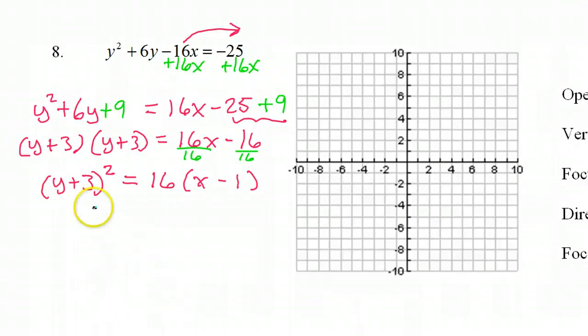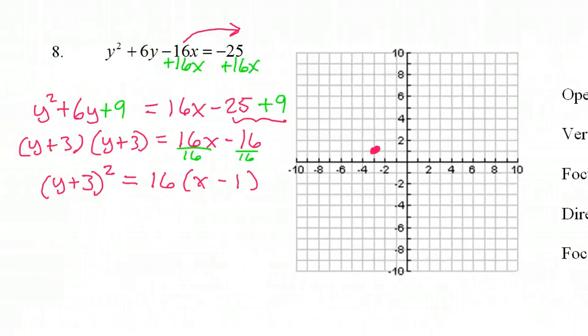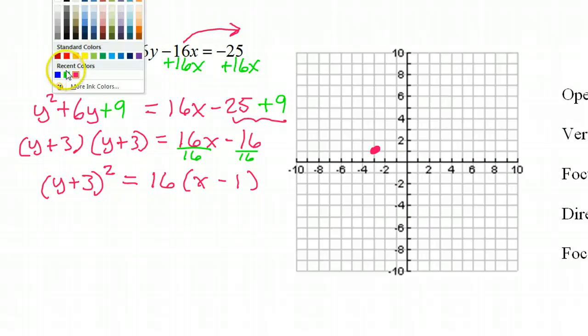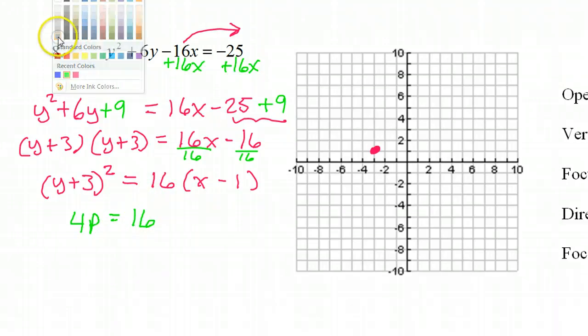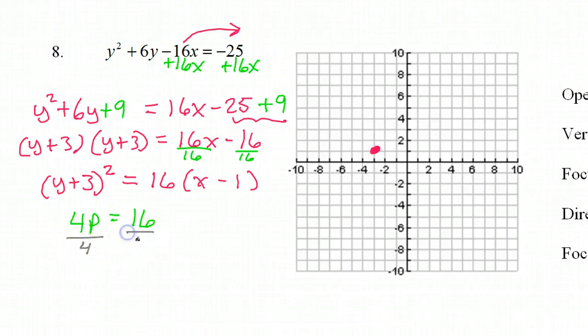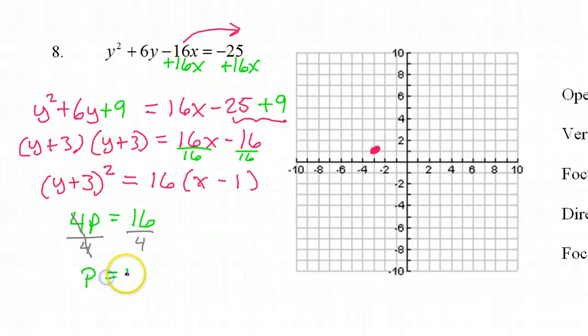Now the vertex. The vertex will be the opposite of this and the opposite of that. So -3, +1. Okay, -3, +1. So there's my vertex. Now the focus. To find the focus, I'm going to need that p-value. So check it out. I know that 4p is equal to the 16. Alright, so if I divide both sides by this 4, that's going to give me p is equal to 4.